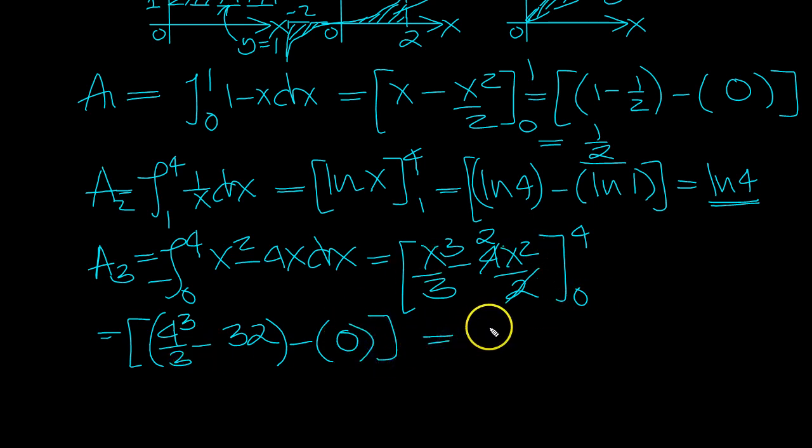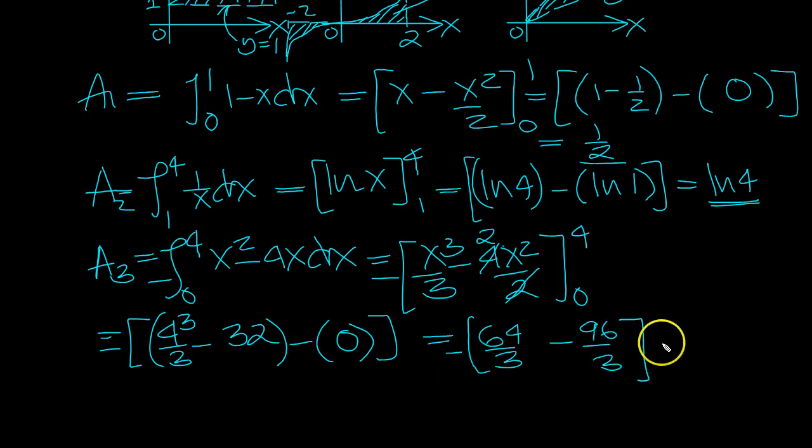64 over 3. It's a minus, of course, so it's a minus. This is 64 over 3. Take away 32, which is 96 over 3. Okay, that's what we've got. Minus 32 over 3, which becomes plus 32 over 3, which is 10 2/3 if we tap it in the calculator. So 10 2/3 units squared.